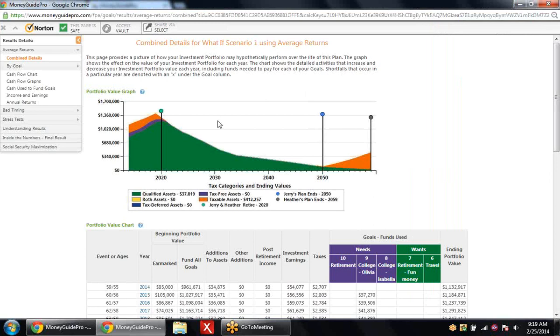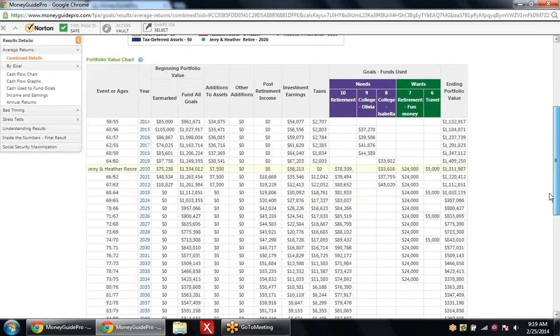Obviously, on top here we have a graphic picture that shows your assets and what they're worth along the timeline. We have qualified assets, we have taxable assets. Qualified means retirement plan assets. If you want to look at the numbers part, the numbers part starts with your age and the year over here on the far left.